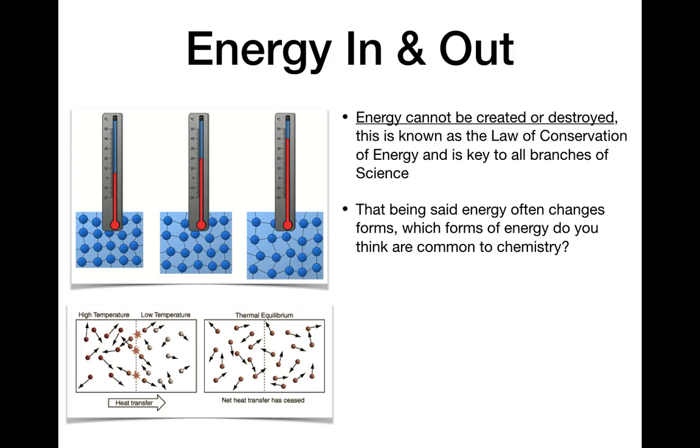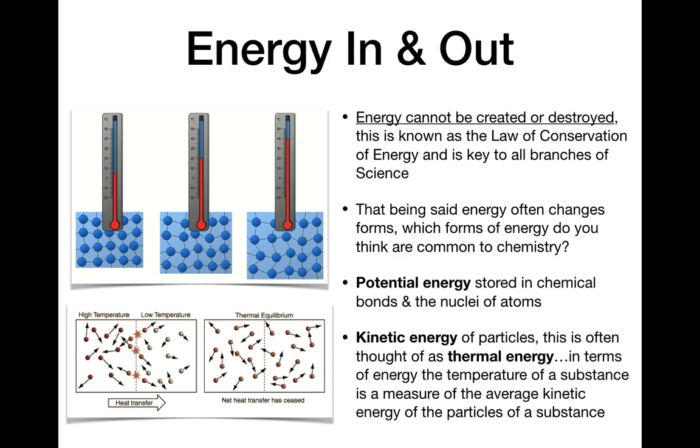So what forms of energy are really common to chemistry? We looked at a lot of different ones in our physics unit, but now we're in chemistry. So what kinds of energy are common in chemistry? A good example is potential energy, particularly in chemical bonds and in the nuclei of atoms. So nuclear energy is potential energy that's been released from the nucleus of atoms.